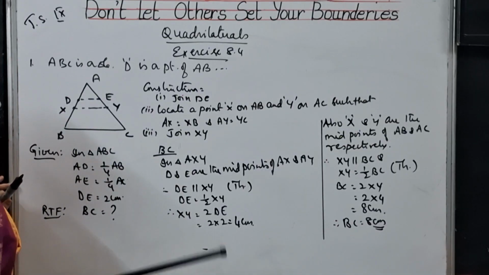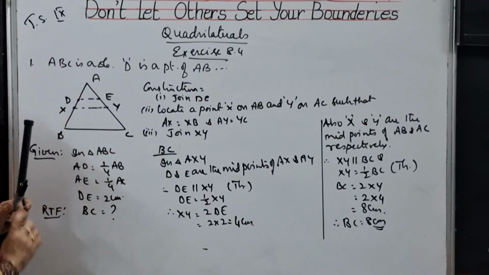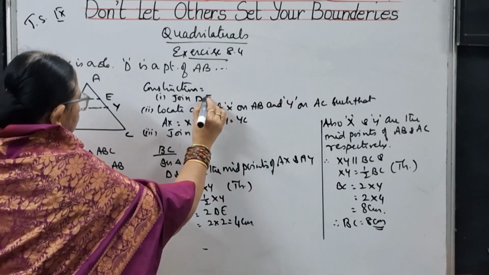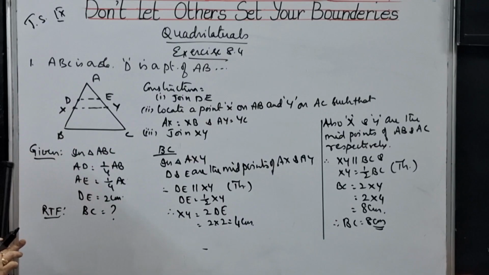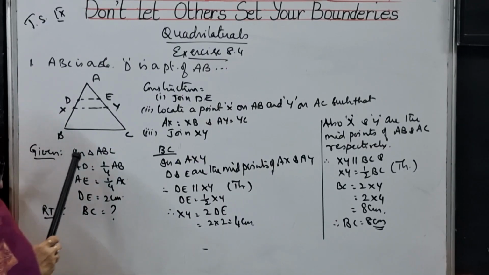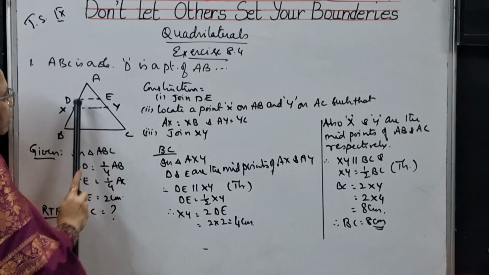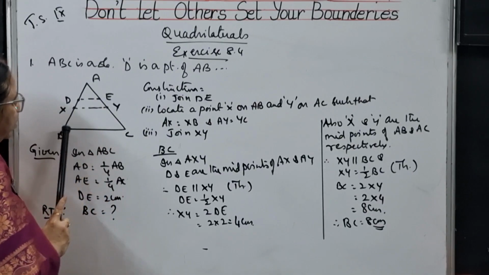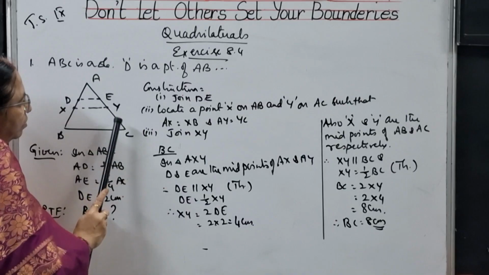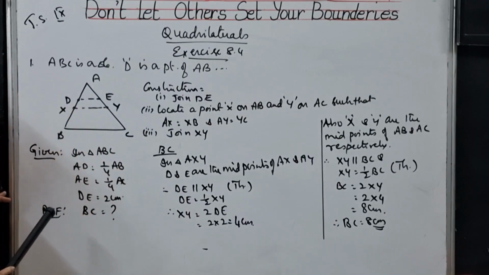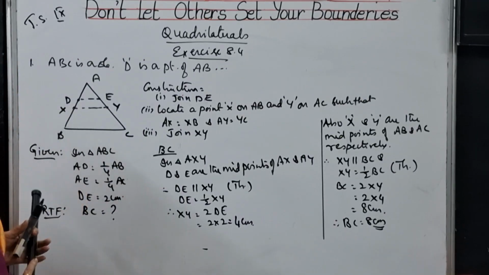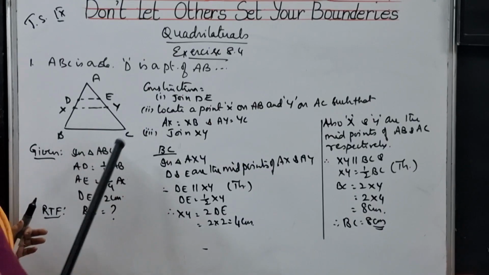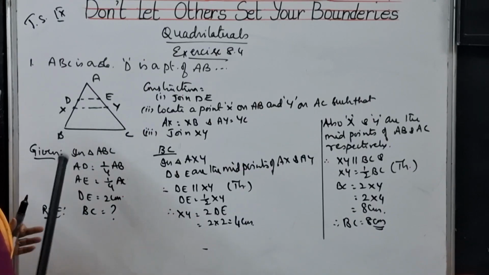So here we need a construction. You have to join D and E. After joining D and E, you have to locate a point X on AB and Y on AC such that AX is equal to XB, AY is equal to YC. That means you are locating the midpoints X and Y, and join XY.